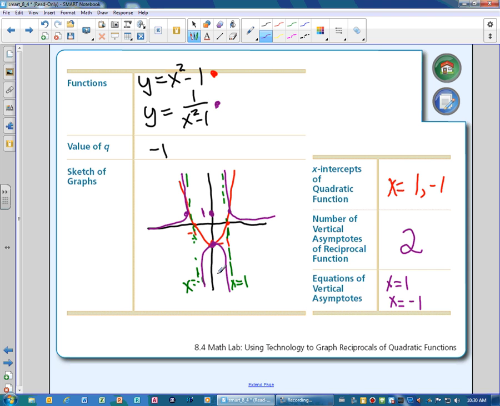Okay? So the rules are always the same. Draw your original, find out where your original crosses your x-axis. Those are your vertical asymptotes. Find where y is 1 and negative 1. Those are the points that the original and the reciprocal share. We'll do one more. You have one more line. So we're going to try one more example.